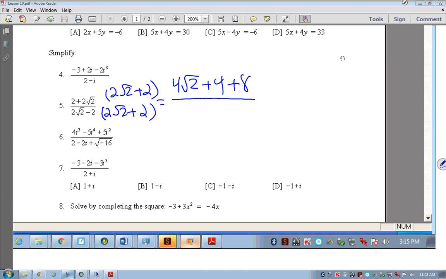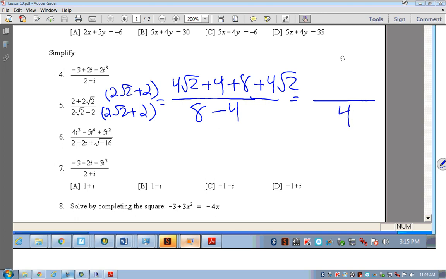And now I have 2 radical 2 times 2, which is 4 radical 2. Okay, and we can combine terms up there, but we're going to jump down here to the bottom, where we're going to do 2 radical 2 times 2 radical 2. We've already done that. We should already know that that answer is 8. And then we're going to do negative 2 times 2, which is negative 4. So as I come out over here, 8 minus 4 is 4.